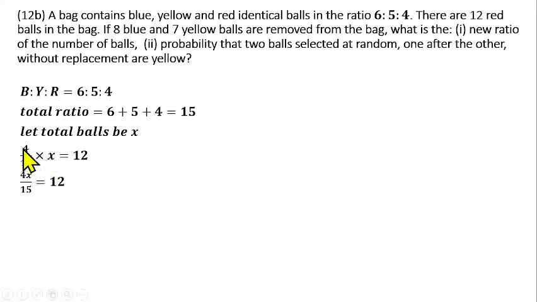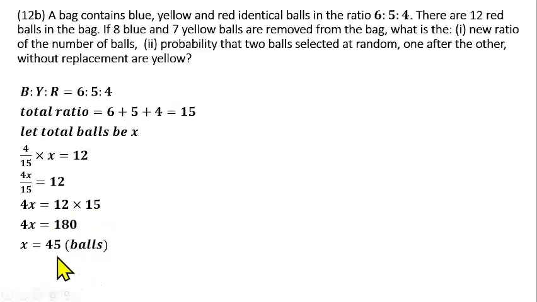So that should give us 4x over 15 equals 12, because multiplying, 4x will equal 12 times 15. 4x equals 180. Divide both sides by 4, x will be equal to 45. So that means the total balls in the bag were 45 balls.